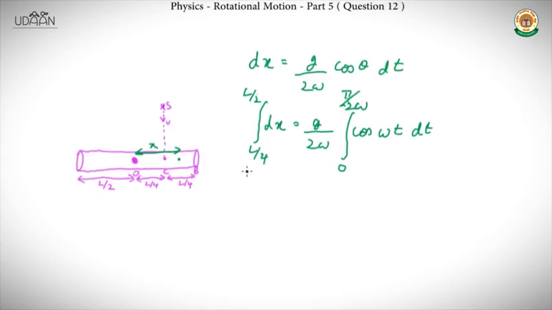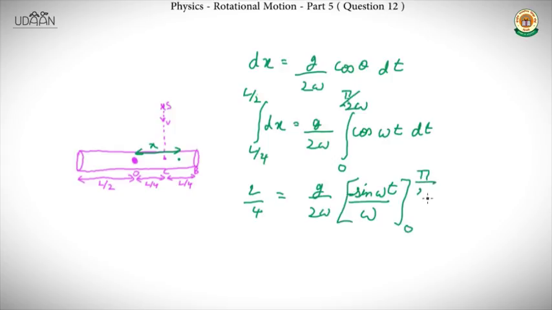Now when we integrate this, we get L by 2 minus L by 4 on the left hand side. This will give me g by 2 omega into sine of omega t divided by omega, and the limits will be from 0 to pi by 2 omega, and putting in all the limits etc, we'll find out that the value of omega comes out to be under root 2g by L.